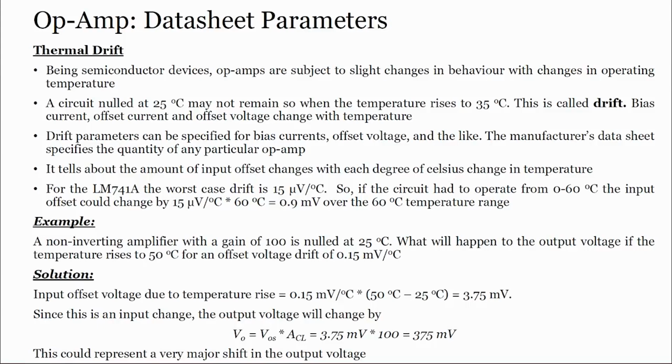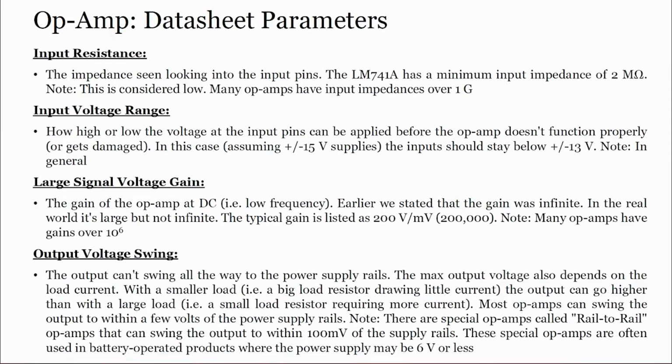Thus, it is very important to understand the thermal drift, and based on the thermal drift at different temperatures, you have to nullify your op amp, or you should understand the temperature compensation circuits. So, other parameters: input resistance, input voltage range, large signal voltage gain, output voltage swing. These are the parameters you will see in the data sheet.